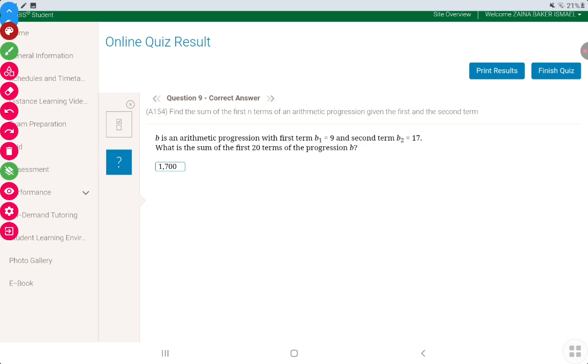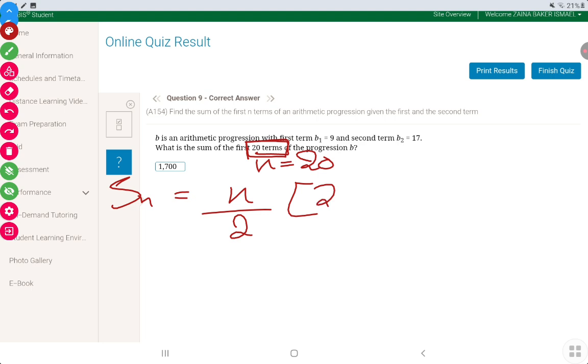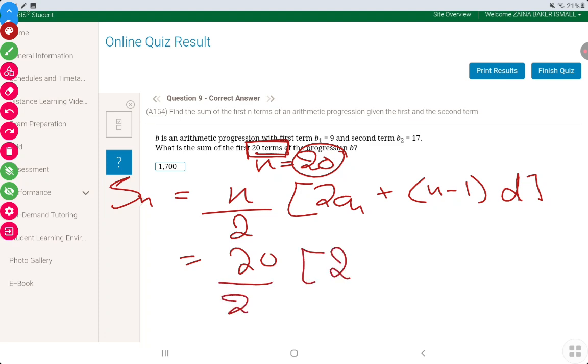B is an arithmetic progression with first term b1 equals 9, second term b2 equals 17. What is the sum of the first 20 terms? They want 20 terms, so the total number of terms is 20, so n is equal to 20. Sn, the equation for sum, is n over 2 times 2a1 plus n minus 1 times d. Okay, n is 20, the total number of terms is 20, over 2 times 2a1, first term is 9, plus n, 20, minus 1 times d.